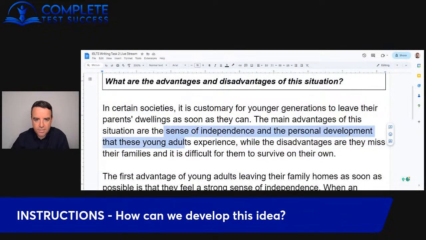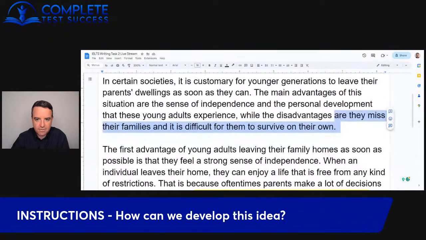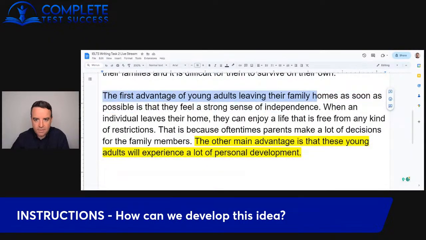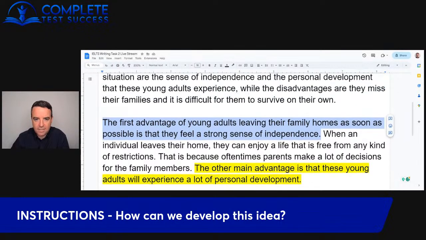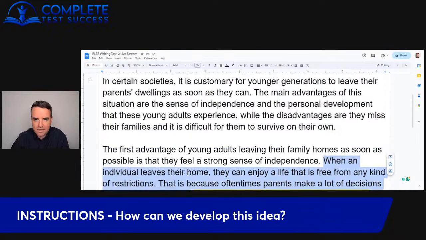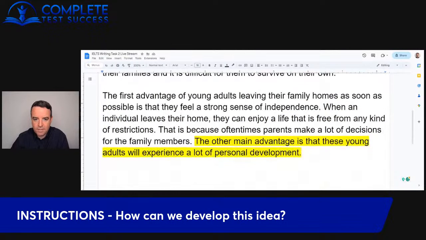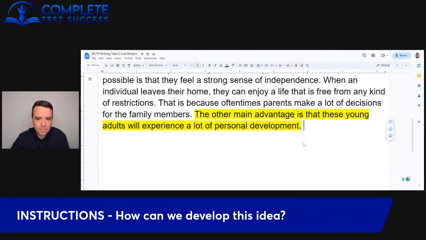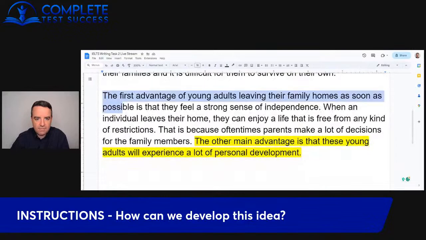We had 2 advantages, they're both relevant and specific. We had 2 disadvantages, they were both relevant and specific. We took our first advantage from here. We repeated it just to make it clear to the reader what we're talking about. So we repeated that idea here again, and then we explained it. Then we took the second advantage, personal development, and we repeated it because the reader needs to know what we're talking about. And again, we would need to develop that, so explain it. And that would be the end of this body paragraph once we finish developing this idea.